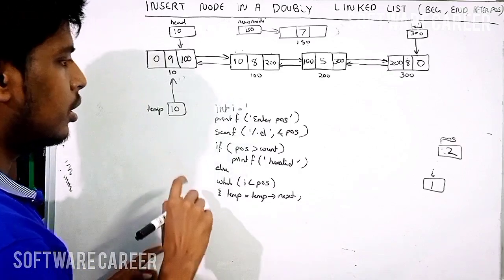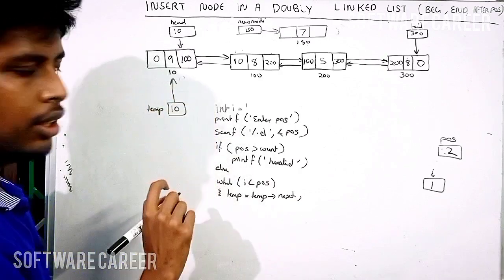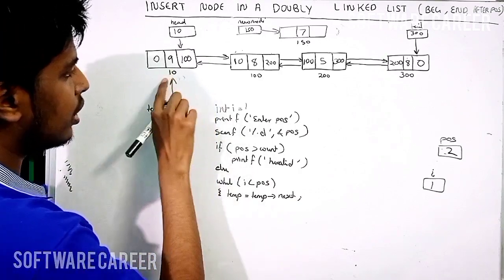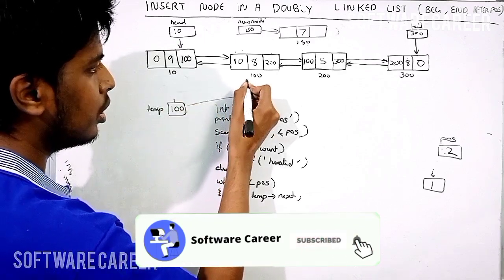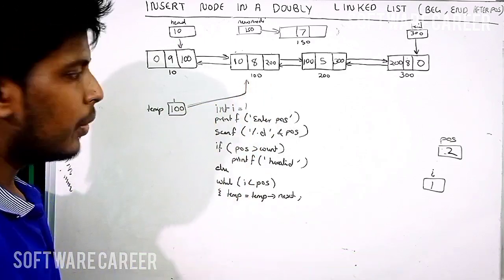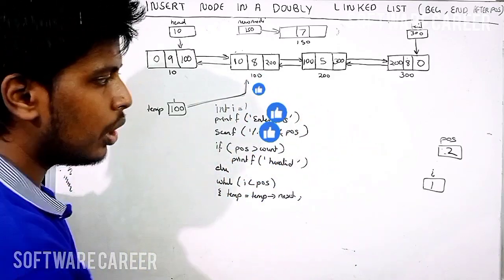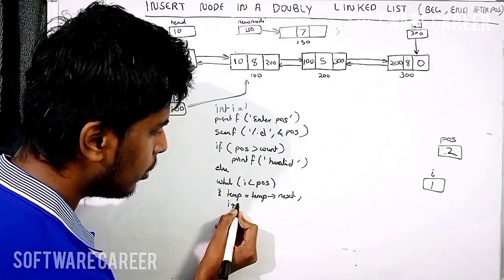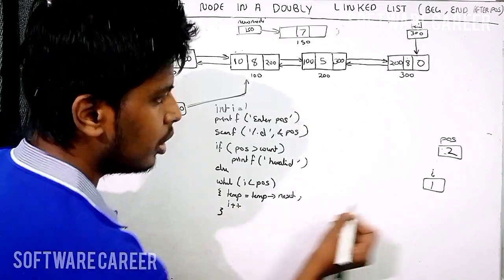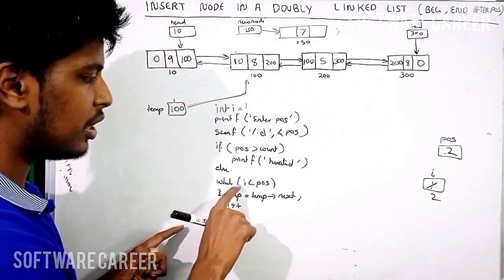Now see, now temp is moved to next pointer. Temp is 10, 10 next is 100. So 100 is written over here. Now temp is pointing to the second node. Now temp is pointing to second node means I should be 2. So you should increase the I value by 1. So I am writing here I plus plus. Now see, 1 is updated to 2. Now go back to the same step and check again.